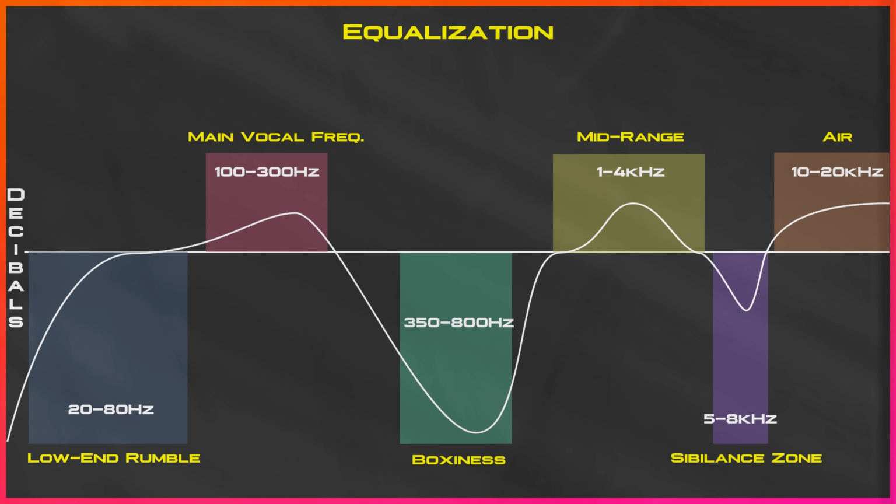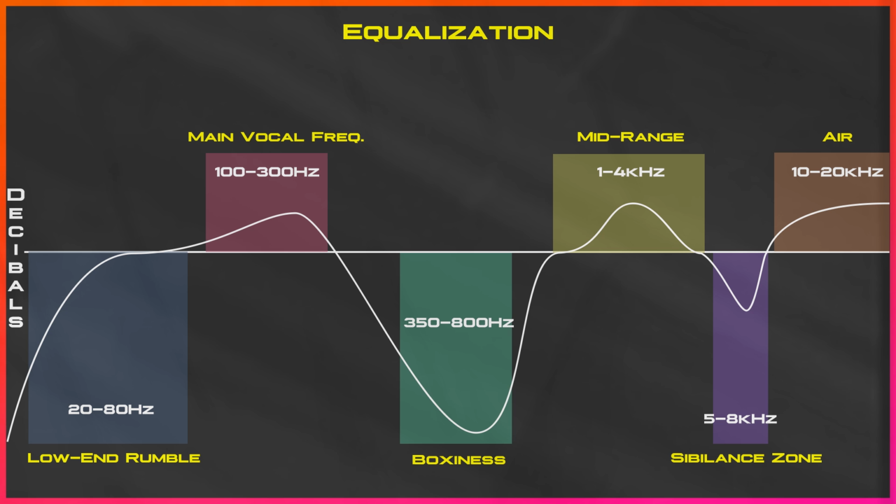So, very low end sounds. Fundamental vocal frequencies are going to come in at 100 to 300 hertz. This is the fundamental range of your voice. Too much of this can lead to what is called boominess. Some people say muddiness a lot as well. And then too little of this really thins out your voice. It takes away the fullness of your voice.